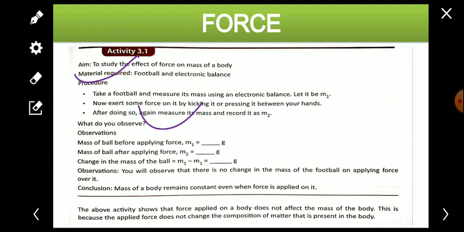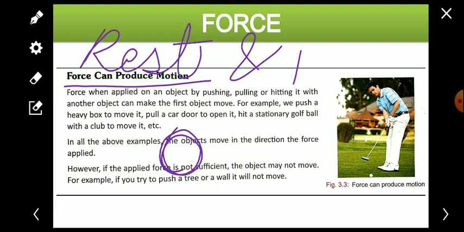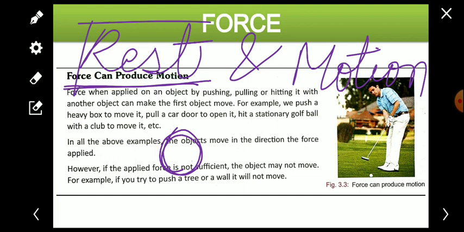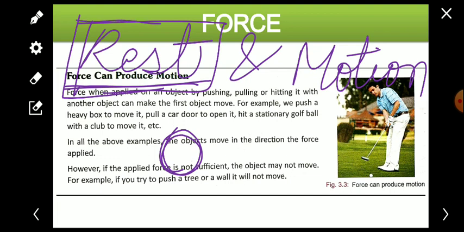Now we will talk about the next effect of force, that is, force can produce motion. Already, on the first day in the first session of force, we learned that force can produce motion. It means if any object is at rest. What is the meaning of rest and motion? Let me write first, rest and motion. First we will understand what is the meaning of rest and what is the meaning of motion. If the position of anything does not change with time, then it is said that the thing is in the state of rest.